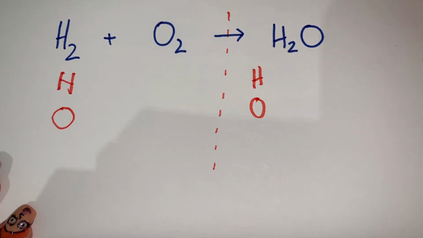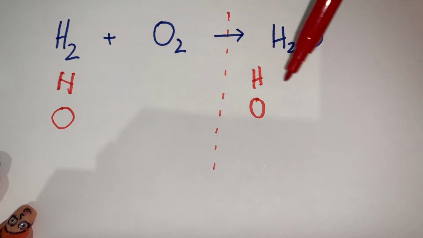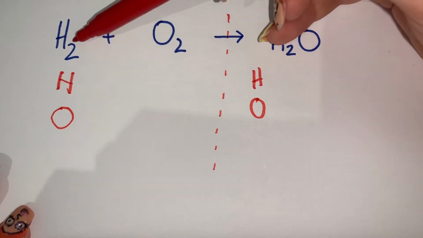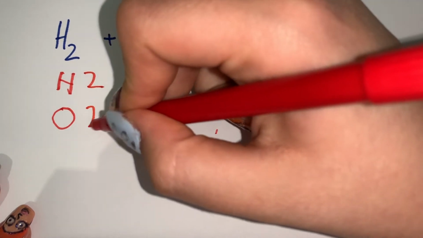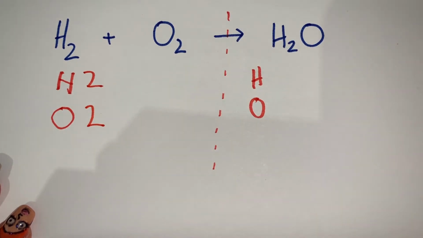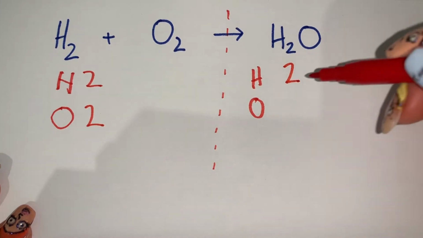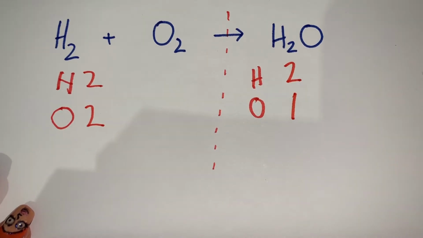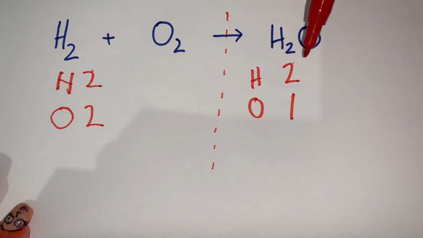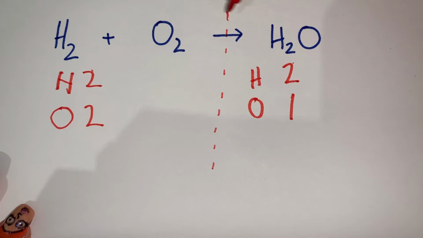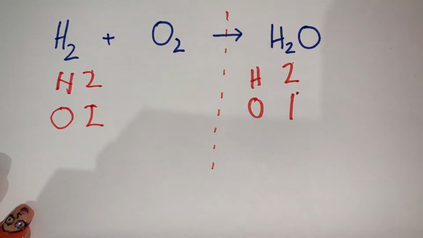Next step, we need to count up the amount of atoms of each element on either side of the arrow. So here we've got 2 hydrogens and we've got 2 oxygens. On this side we've got 2 hydrogens, but we only have 1 oxygen. Okay, now if we take a look, we can see 2 hydrogens on both sides of the arrow, but here we've got 2 oxygens and we've got 1 oxygen there.